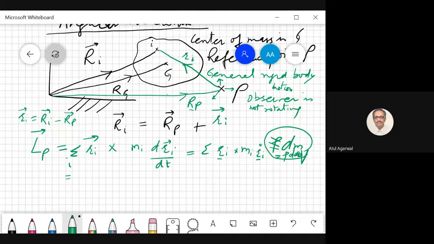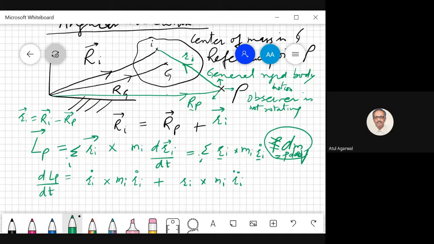Okay, so that I will do a little later. What is dLp by dt if I take its derivative? I am forgetting the sigma sign for now. I will use the product rule of differentiation. So this will become Ri dot cross mi Ri dot plus Ri cross mi Ri double dot.